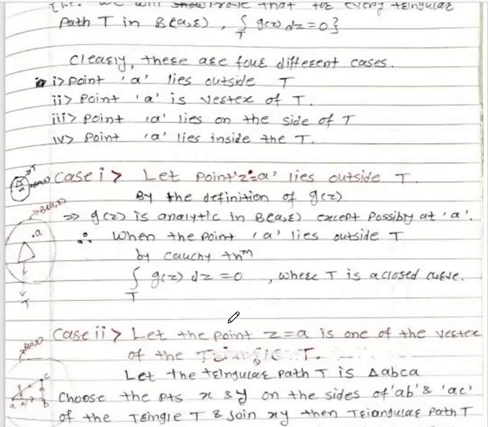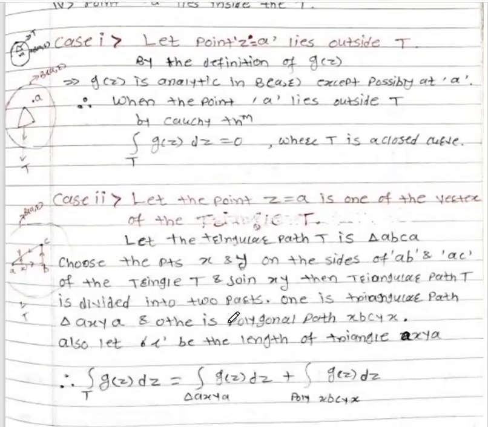Now we will check the second condition. Case number 2: let the point z equal to a be one of the vertices of the triangle T. So let us consider this is the open disk with center a and radius r.